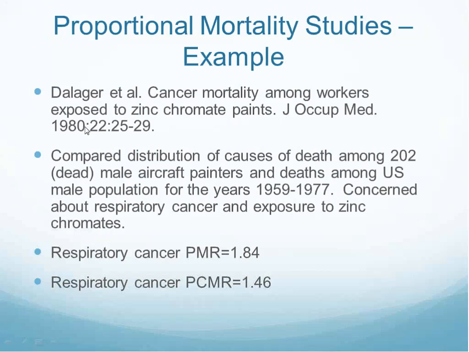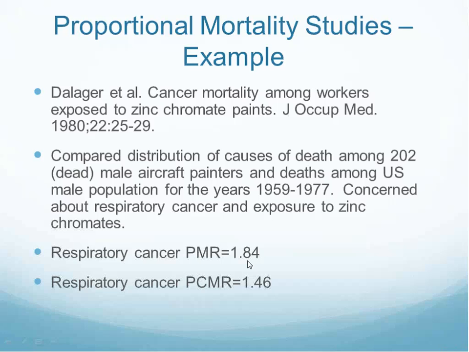This is one of the papers that really set that on track to be looked at more closely in relation to lung cancer. It was looking at male aircraft painters and compared them to a reference population, looking at whether or not they were exposed to these zinc chromates, which are a form of hexavalent chromium. And for respiratory cancers, they found a proportion mortality ratio of 1.84.